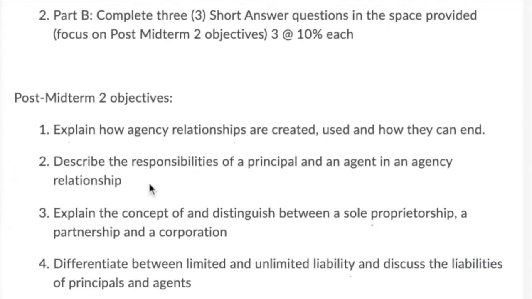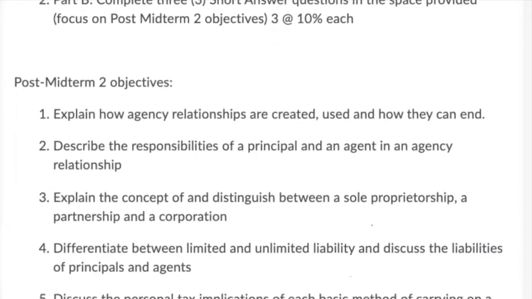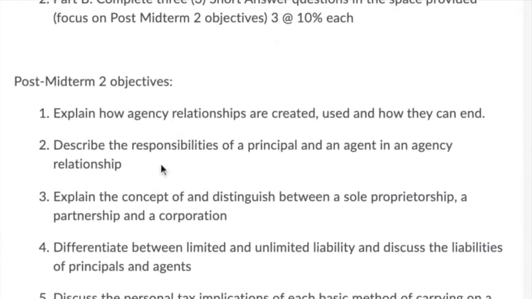We should describe the responsibilities of the principal and agent. We talked about the fiduciary duty, for example, to act on one's behalf in the best interest of the principal in the case of the agent. And in the case of the principal, they have to be responsible to ensure that the agent has the authority to do the things that the agent is doing. So be aware of that. We've talked about that, and we'll do that in our review.